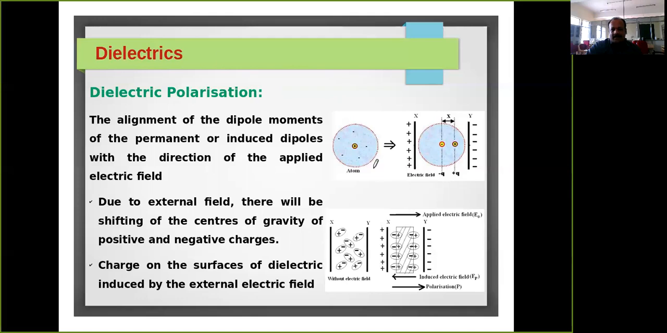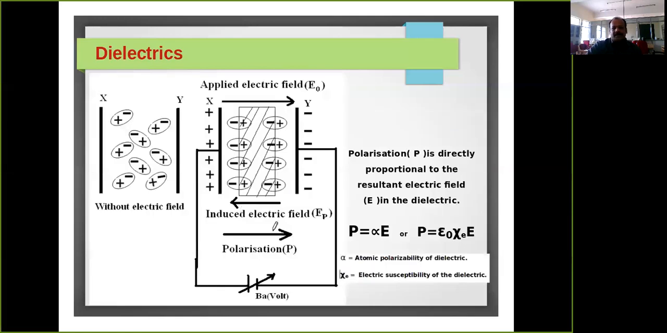The strength of the dielectric polarization increases when the applied electric field strength also increases. Here, E naught is the strength of the applied electric field. EP is the electric field induced inside the dielectric. This induced electric field is opposite to the applied electric field. Totally, this induced electric field decreases the strength of the applied electric field. Therefore, the strength of the polarization increases if we increase the applied electric field strength.